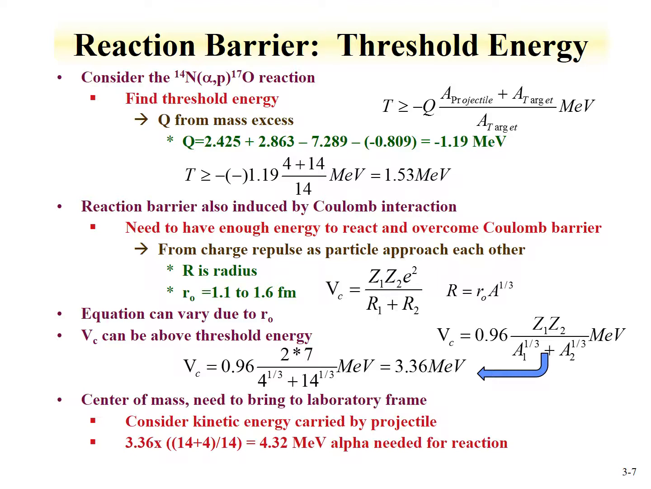So we can take this term and put in our terms, the terms coming from our Rutherford reaction, where we get the Z's and the A's, and we see that the Coulomb barrier is equal to 3.36 MeV. This is a center of mass equation, and we need to convert this into a laboratory frame, so we multiply the terms by the ratio of the target plus projectile divided by the target, and we see that what's needed in the laboratory is an alpha particle with an energy of about 4.3 MeV for this reaction to occur, which is what Rutherford was able to see.